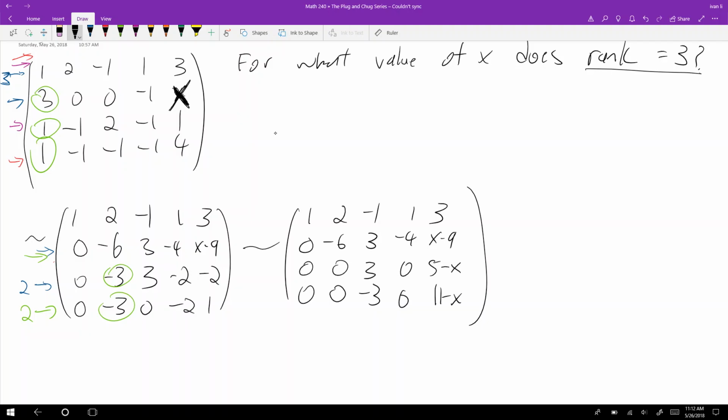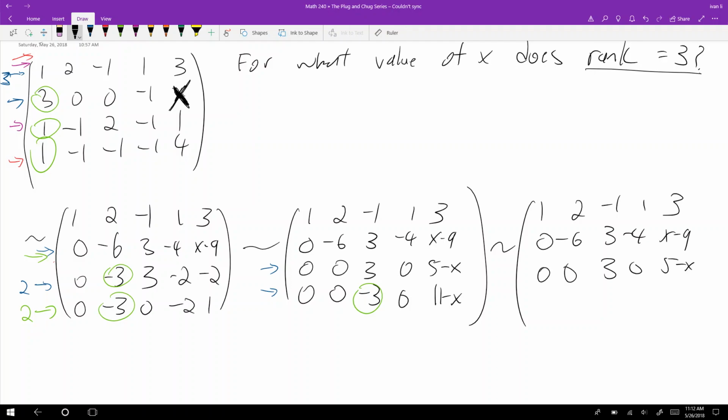And then finally, I want to zero out this negative 3 right here. So I'm just going to take row 4 and add it to row 3. And so we get 1, 2, negative 1, 1, 3, 0, negative 6, 3, negative 4, x minus 9, 0, 0, 3, 0, 5 minus x, and then 0, 0, 0, 0. You add 5 minus x to 11 minus x, and you get 16 minus 2x. All right, and this is going to be our matrix in almost REF.